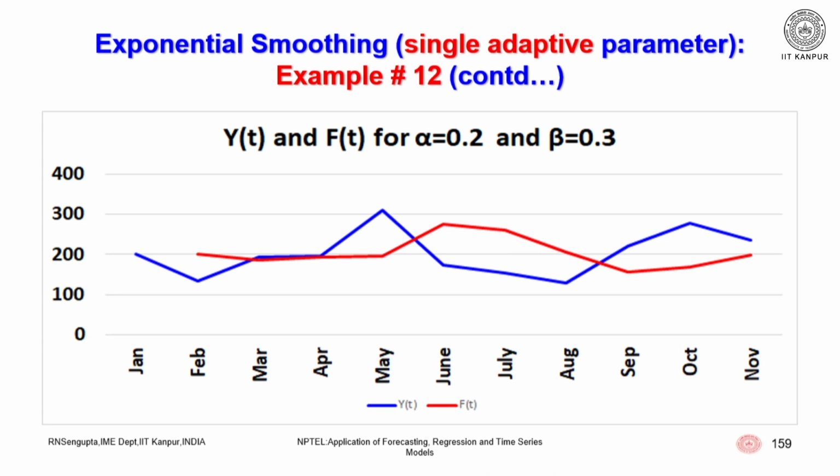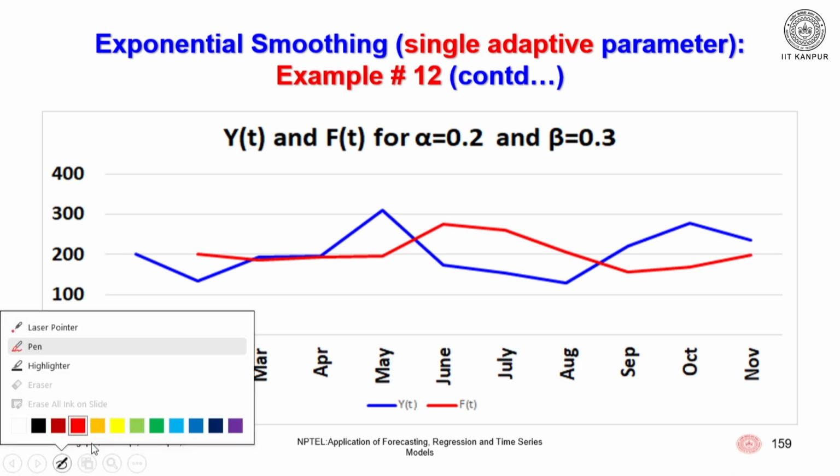Now, here what I have drawn is for a combination of alpha 0.2 and beta 0.3. I plot the values of y and f. Y is basically the actual value, f is the predicted value. Y is given in dark blue color, predicted value is given in red color. So, if you see, there is this difference, and this difference is basically what I mean by the error.